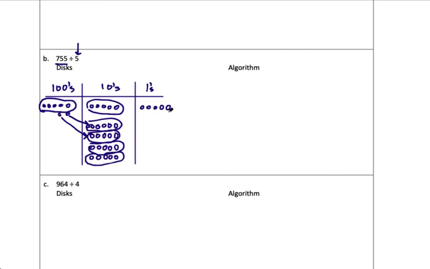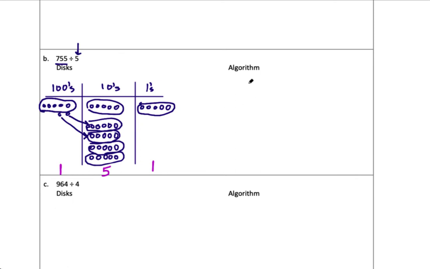And then I'm going to group my ones place in sets of 5. So 1, 2, 3, 4, 5. I can grab these right here, and I'm not going to have anything left over, no remainders. So it looks like I have one group. Let me change the color here. I have one group of 100. I have 1, 2, 3, 4, 5 groups of tens. And I have one group of ones. So it looks like my quotient, my answer, is 151.